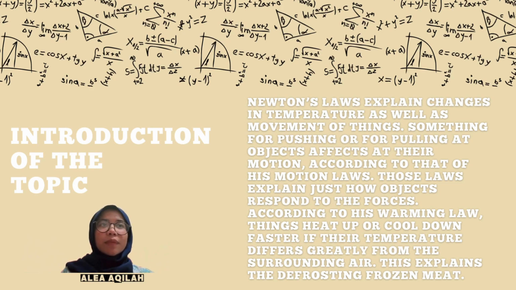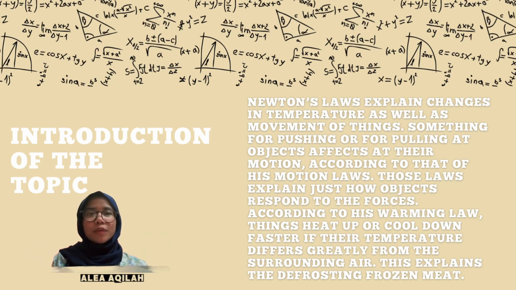Now, here is something more interesting. We can also use a similar idea to explain how heat moves. When there's a big difference between an object's temperature and the air around it, heat flows faster. This is described by Newton's law of cooling, or we can also call it the law of warming. So this law can be used to explain the defrosting of frozen meat.